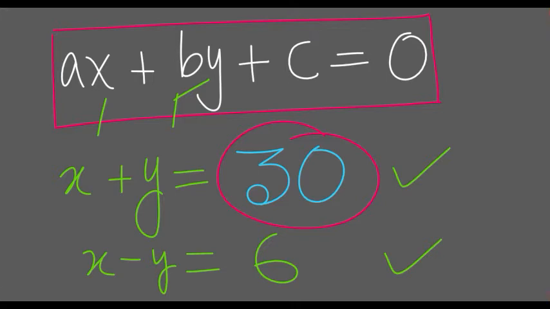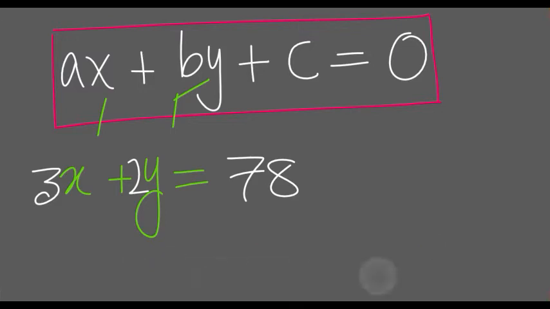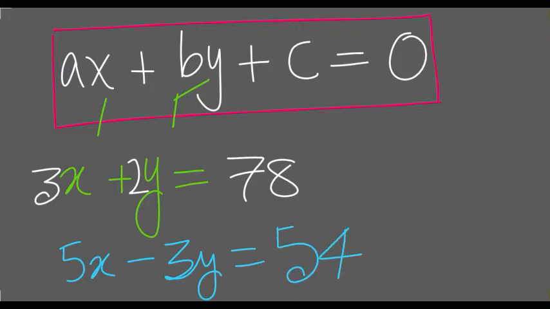What if the equations were more complicated? For example, if it was 3x plus 2y equal to, say, 78, then can you do the guesswork in that case? Okay, let me give you two equations only, and let me write here 5x minus 3y is also equal to 70, not 70, that would be 54. Can you do the guesswork now?